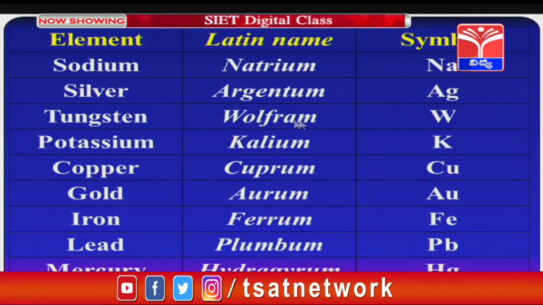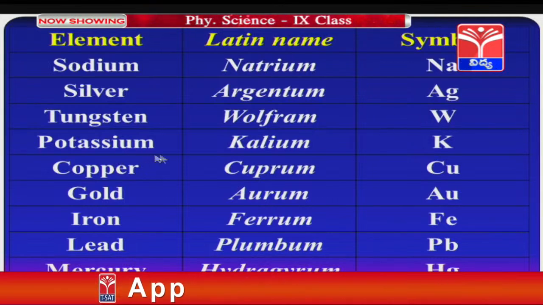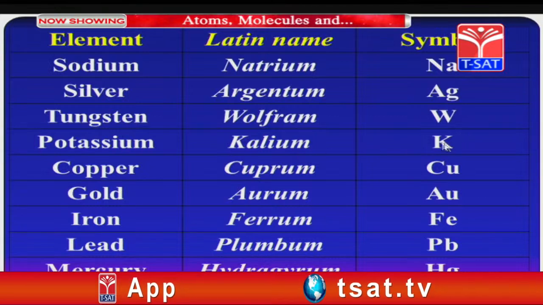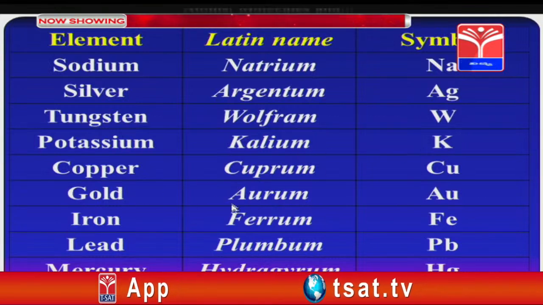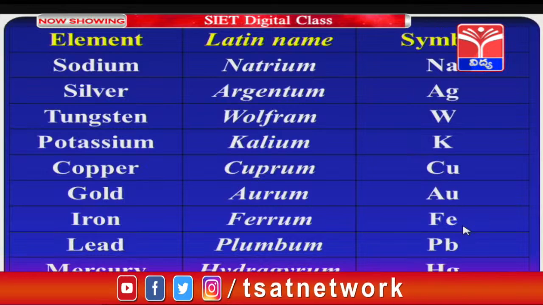Tungsten, the Latin name of tungsten is wolfram and the symbol is capital W. The Latin name of potassium is kalium, the symbol is K. Like this, these are all the names of some elements given, and these are the symbols of these elements.